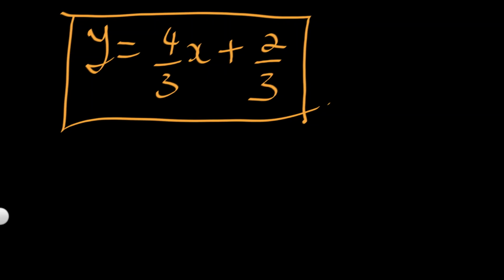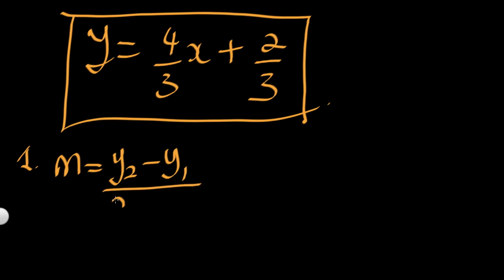All right. I just want to give you a summary of the important things that you need to know when you are finding the equation of a line. One, you need to know that m, which is the gradient, equals change in y over change in x, which means y2 minus y1 over x2 minus x1. You need to know this because when you're finding the equation of a straight line, you have to know the gradient.